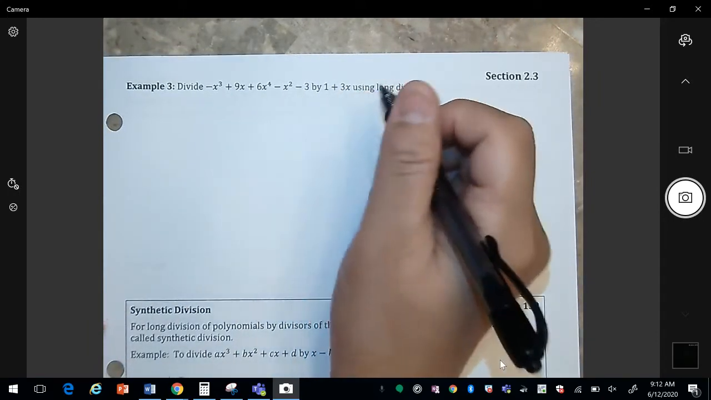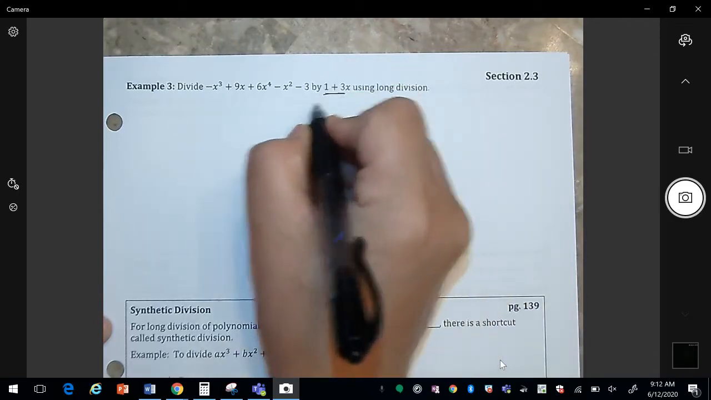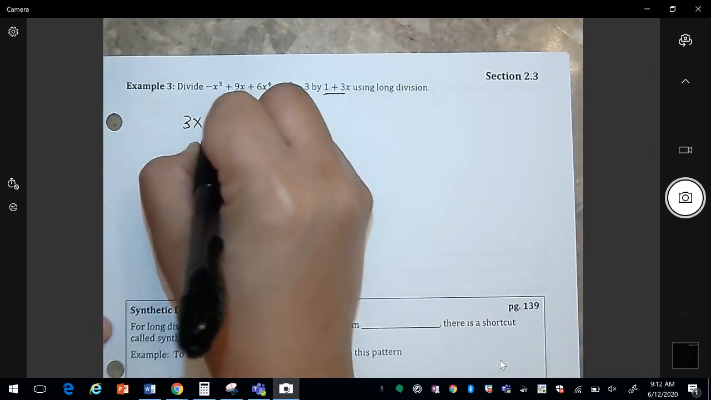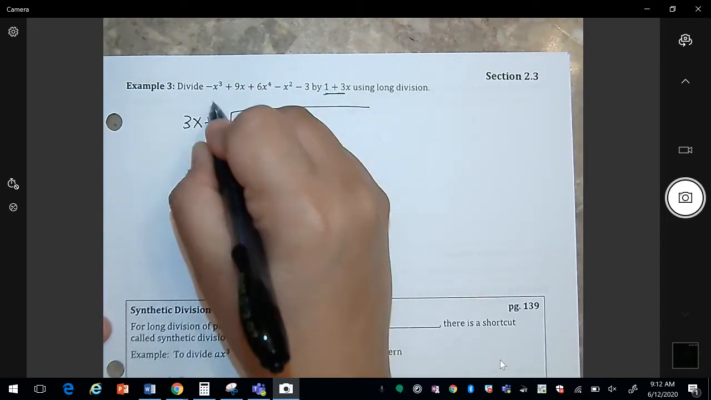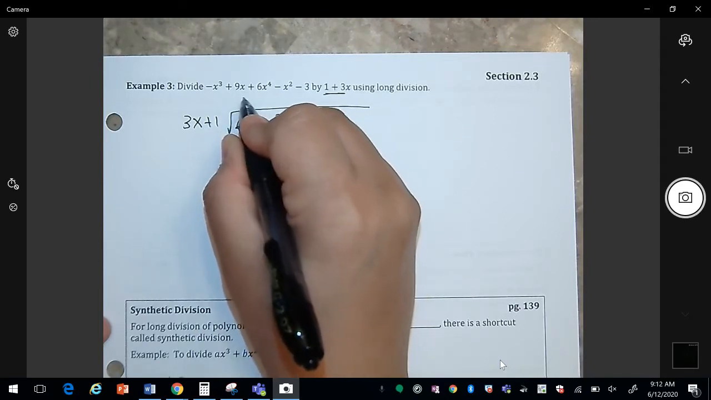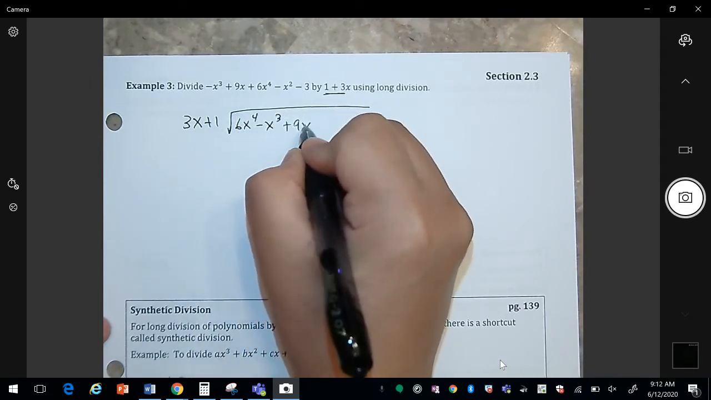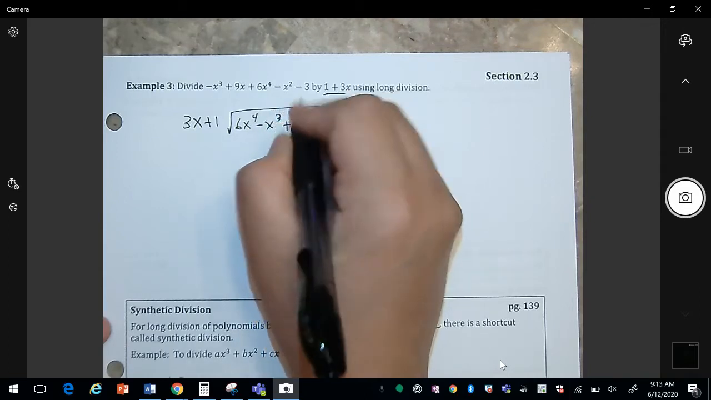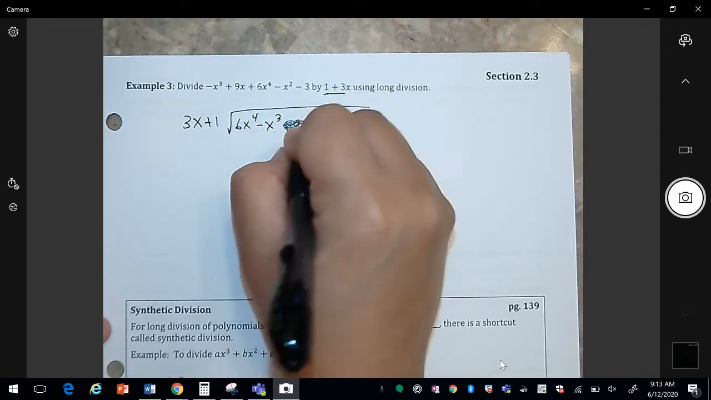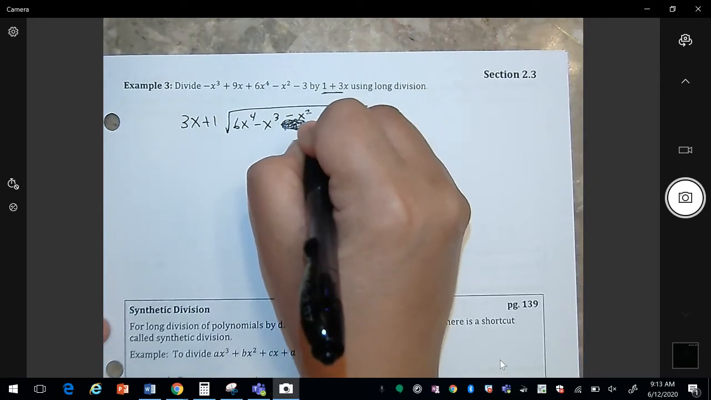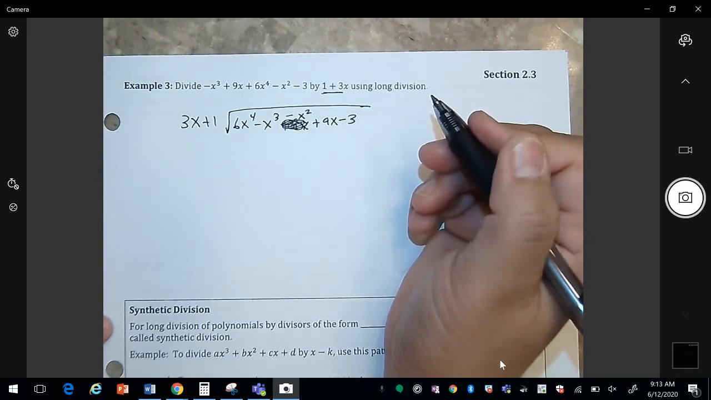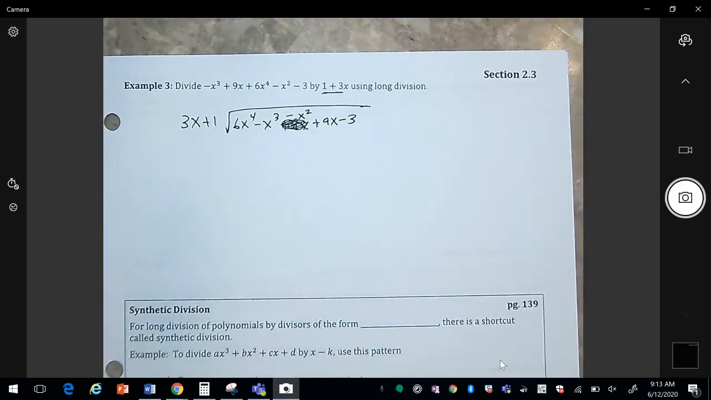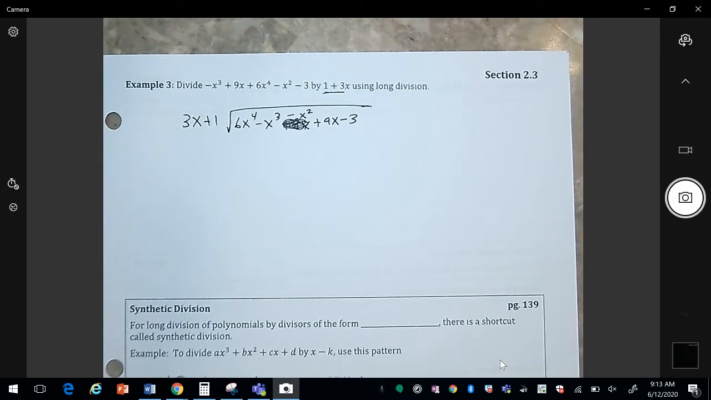So first, we need to write these in descending order. So my divisor here is 3x plus 1. And then we have a 6x to the 4th minus x cubed, minus x squared plus 9x minus 3. Okay, so I'm going to start the problem and then we'll go from there.